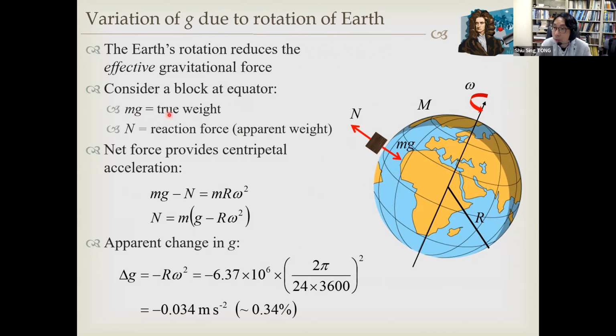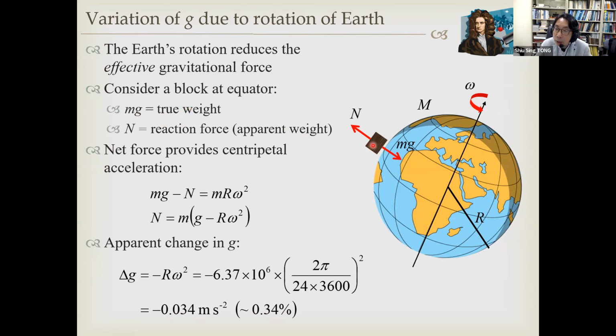mg is the true weight. mg is the gravitational force due to the Earth acting on this mass. So it is the true gravitational force. So it's the true weight of the object.